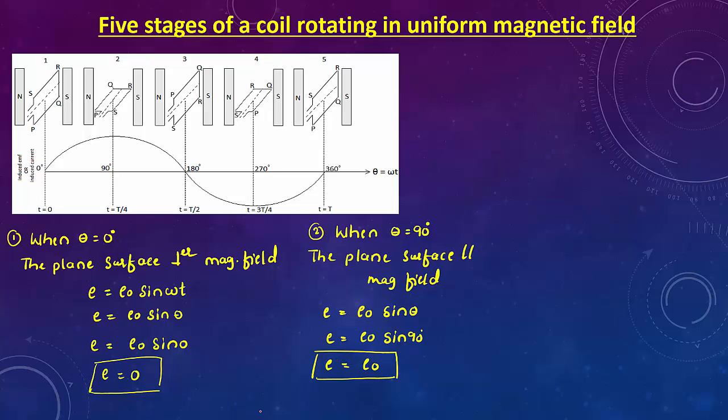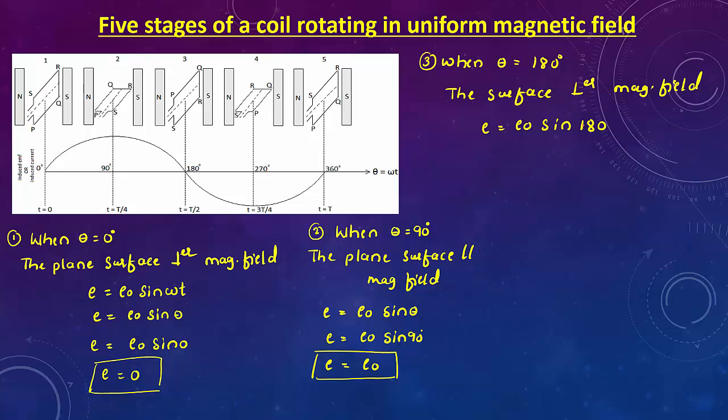Right. Then for the second half rotation, for the next half rotation, theta equal to 180 degree, because now it is 90 degree. Now we can take theta equal to 180 degree. For the third diagram, the plane surface is perpendicular to the magnetic field. When it is perpendicular to the magnetic field, theta equal to 180 degree. Substitute the value E equal to E naught sine of 180. Sine of 180 is how much? 0. 0 into anything will be 0. So induced EMF is 0 when theta equal to 180 degree.